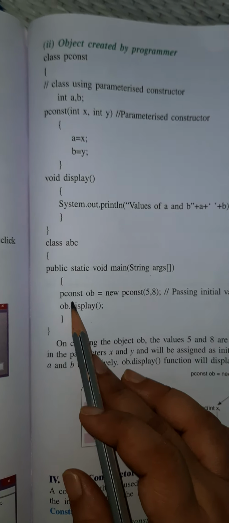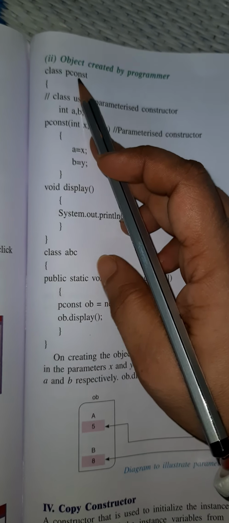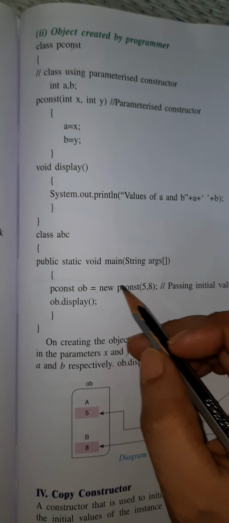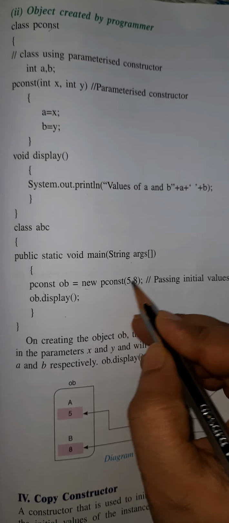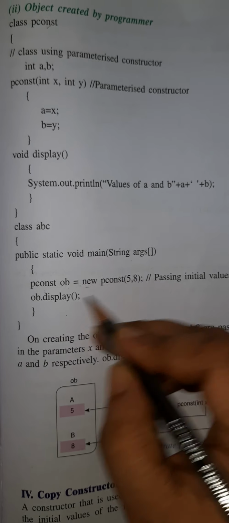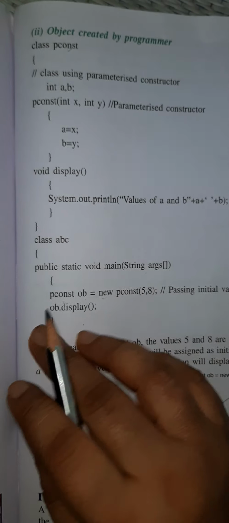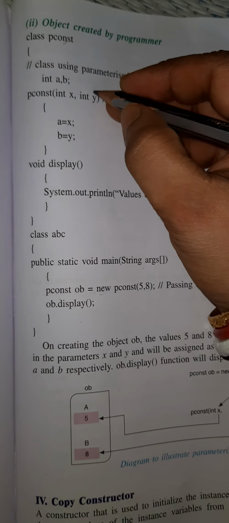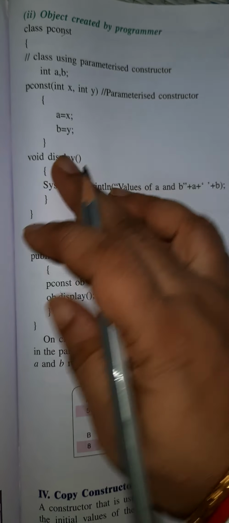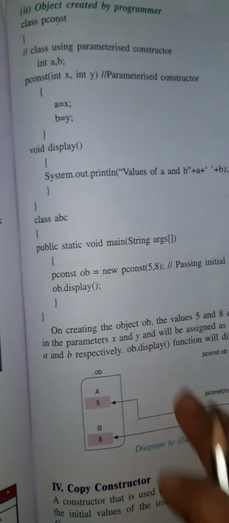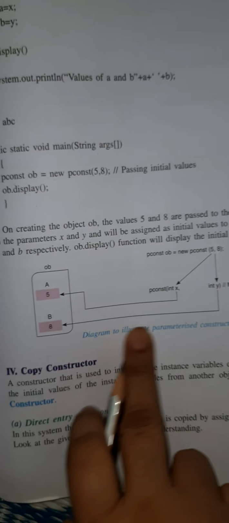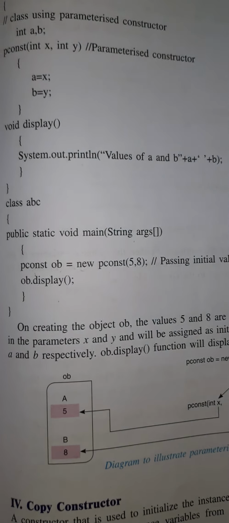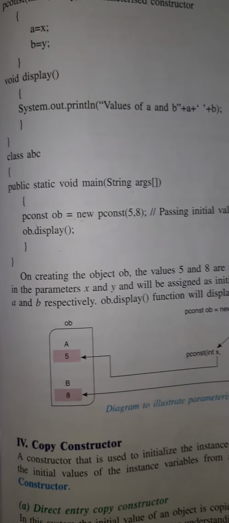So we have made the class object. Being in the other class also we can make the class object, or being in the same class also we can do it. So the class object is made, and in the parameters we have passed 5 and 8, and we are calling display. So what will happen, this 5 will go to x and it will go to a, and this 8 will go to y and it will go to b, and then in the display it is going to display the values. So this is the parameterized constructor. In the next video we will be discussing the copy constructor.